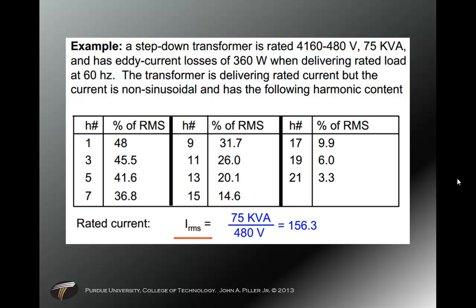We talked a little bit on harmonics and what that does to create that, but here you go. Here's a list of the harmonic values across the board, percents of RMS of this non-sinusoidal load. Ignoring the non-sinusoidal load, the straight-up RMS value is down here below. The 75 kVA divided by the 480 on the secondary, and you end up at 156.3 amps.